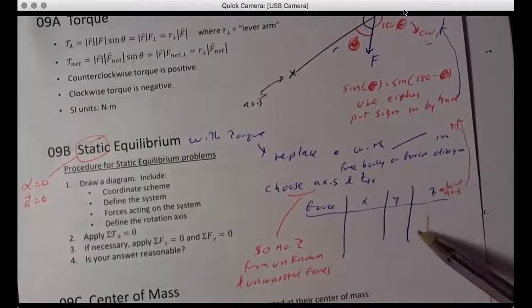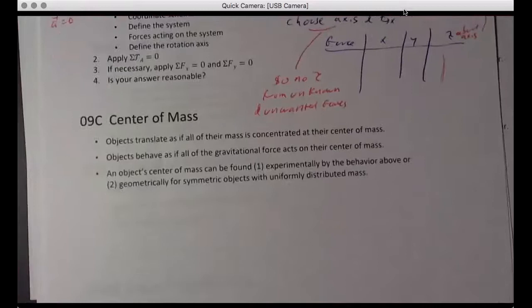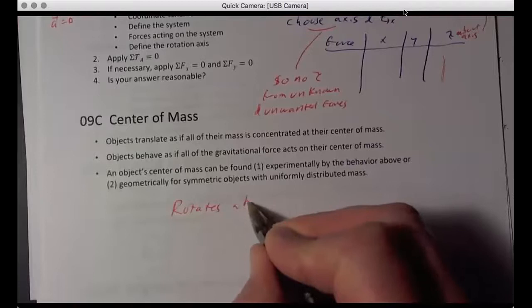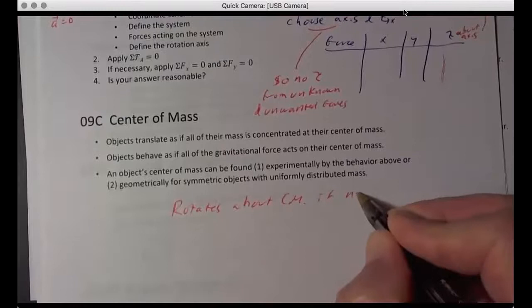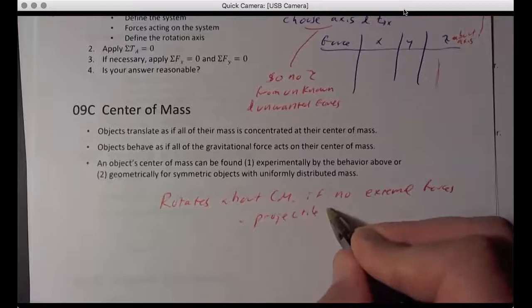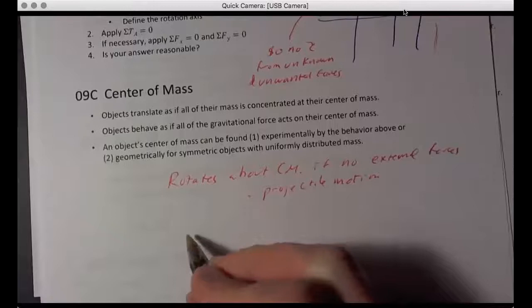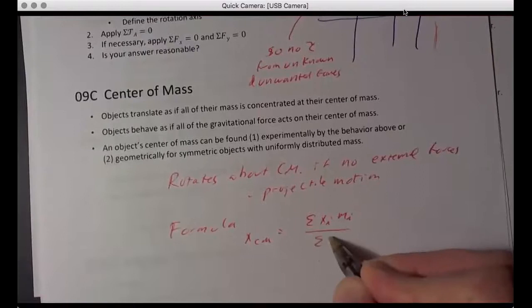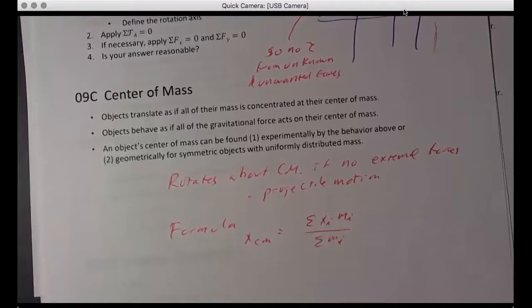Center of mass. It will rotate about the center of mass if no external forces. And that happens in projectile motion, for example, but not rolling. In rolling, the external forces are rotating it. And to get the center of mass, you use X center of mass is equal to the sum of x_i m_i over the total of the m_i's. Same for Y. And that gets you to your answer.